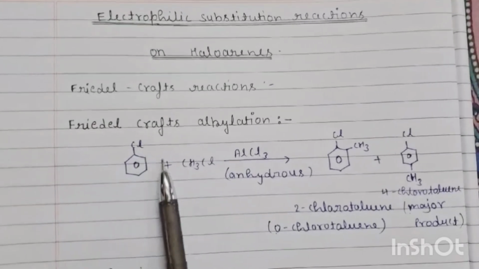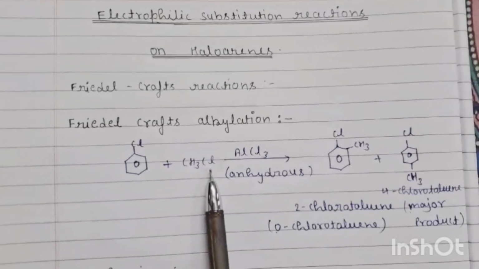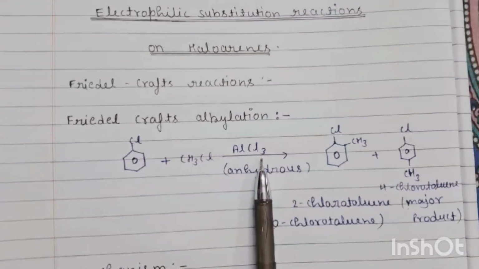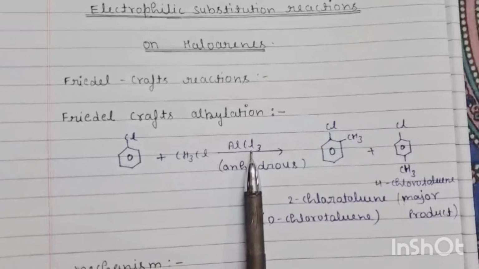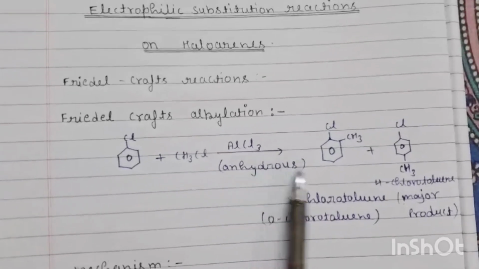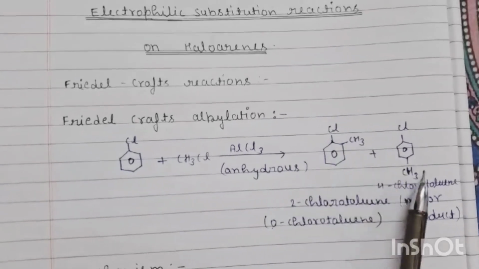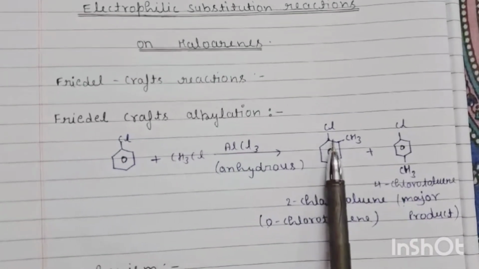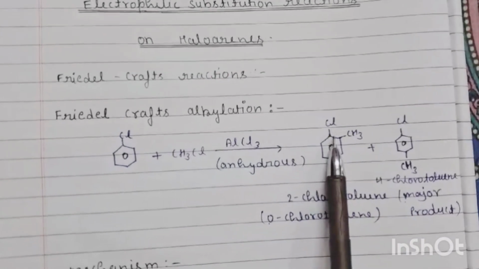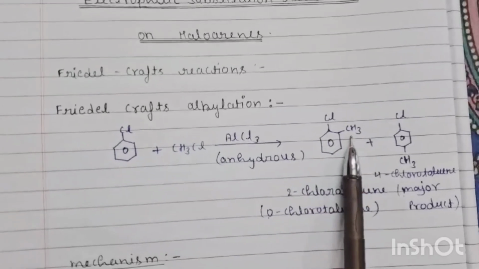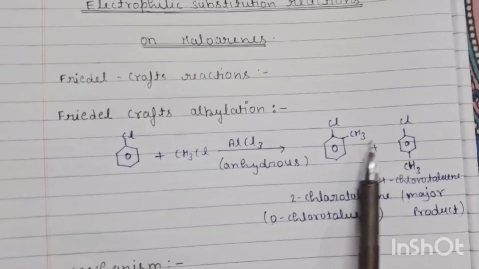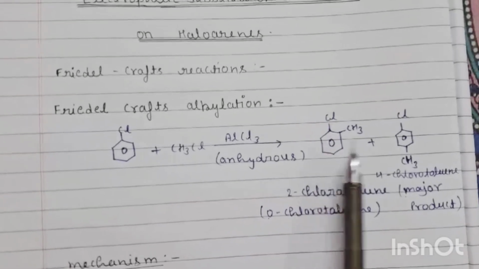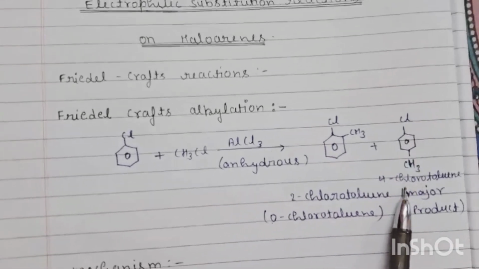When chlorobenzene is treated with CH3Cl in the presence of anhydrous AlCl3, which acts as a Lewis acid in this reaction, 2-chlorotoluene or 4-chlorotoluene will be produced. Why 2-chlorotoluene? Because when a benzene ring is attached to a CH3 methyl group, it is called toluene. So this one is 2-chlorotoluene and this one is 4-chlorotoluene.